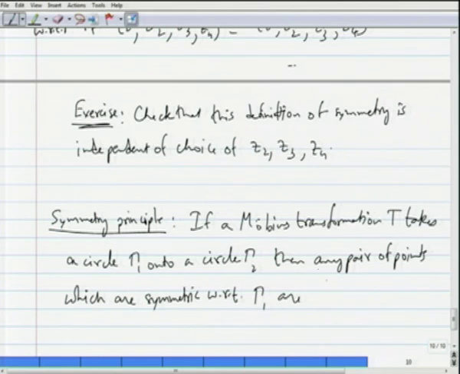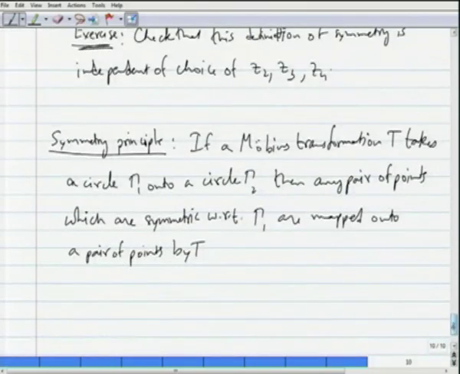Okay, are mapped onto a pair of points by T. They are mapped onto two points by T, which are symmetric with respect to gamma 2. So, the image of a circle is a circle, and the image of two points which are symmetric with respect to the initial circle are now symmetric with respect to the image circle via T. Okay, so that's the picture we have.